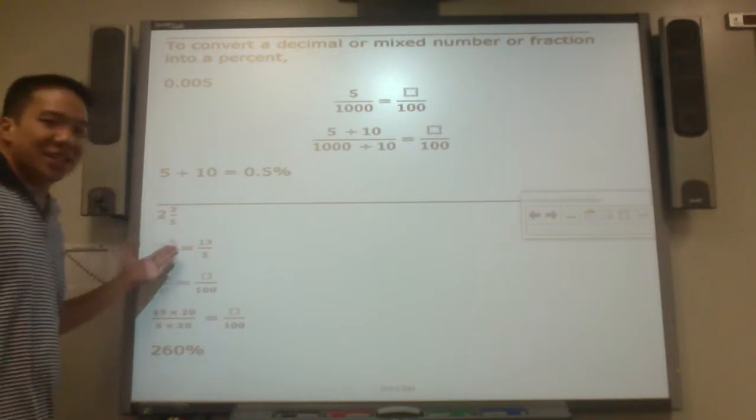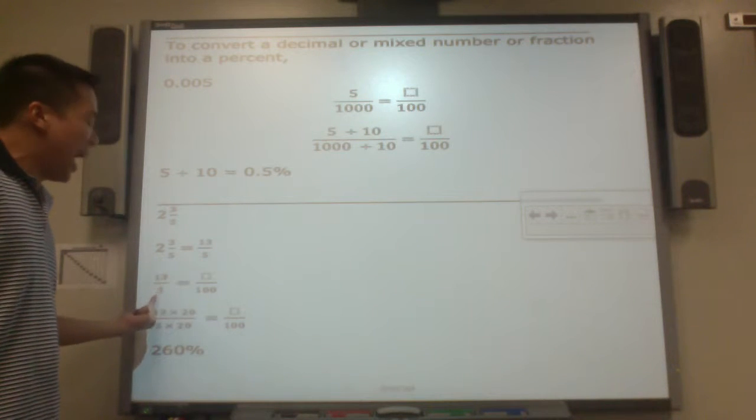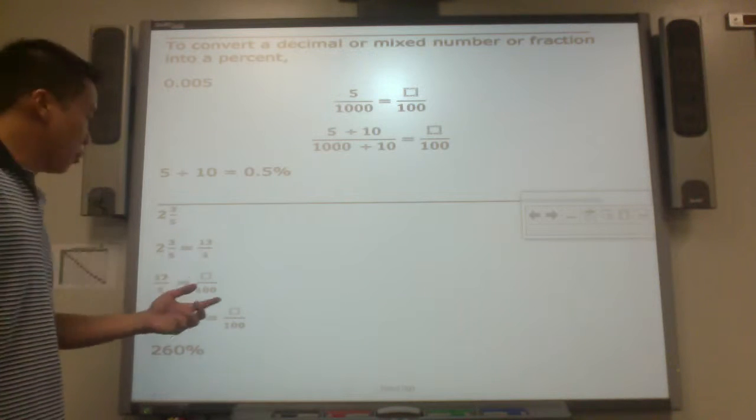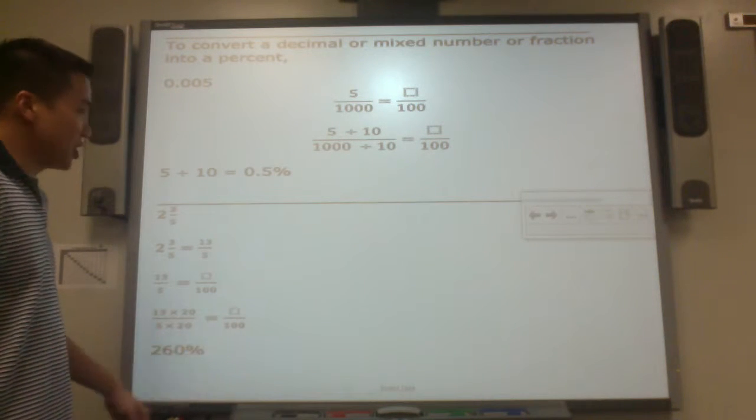2 and 3/5 is equivalent to 13/5. How do you build up? Again, a percent means per 100, out of 100. How do you build up to 100? You multiply by 20, you get 260%.